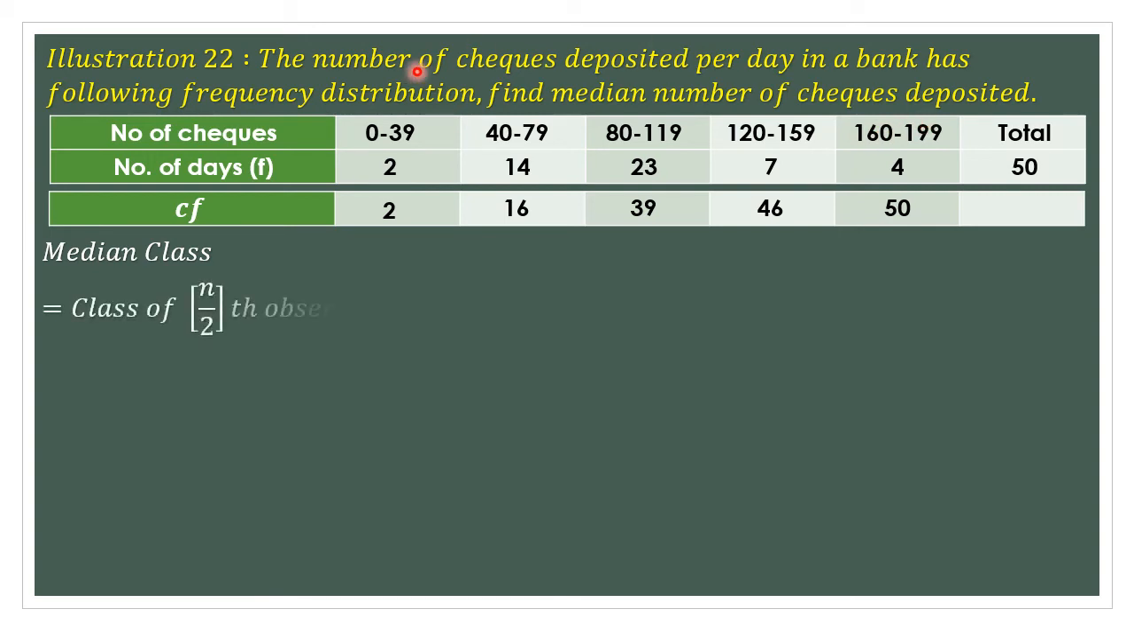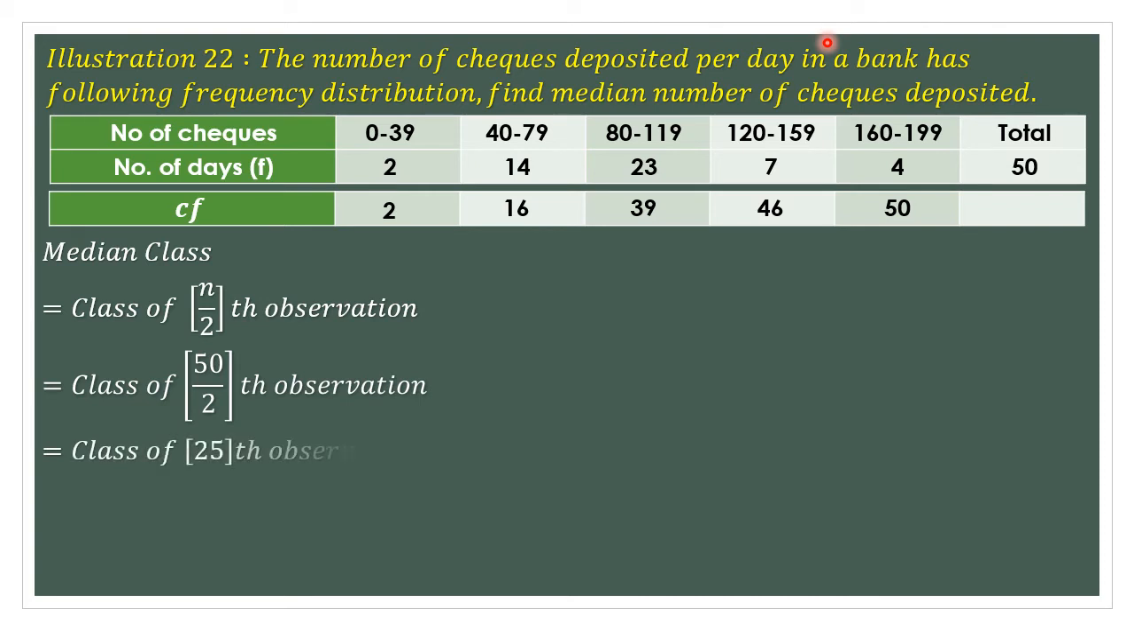And how to calculate that median class? The class of the n upon 2th observation. Now in the continuous frequency we don't add 1; in raw data and discrete data we take n plus 1, but in the continuous frequency we just take n. The n here is 50, so the class of the 50 upon 2th observation, that would be the class of the 25th observation. Now from the CF, as you can see, the 25th observation would be in the 39. So when it is in 39, the class here will be 80 to 119. So from CF we can see the 25th observation lies in the class 80 to 119.